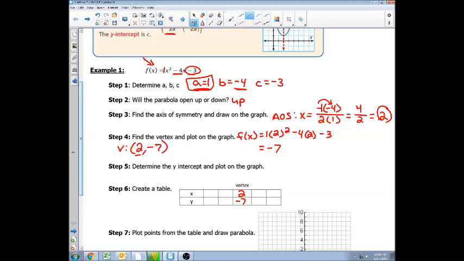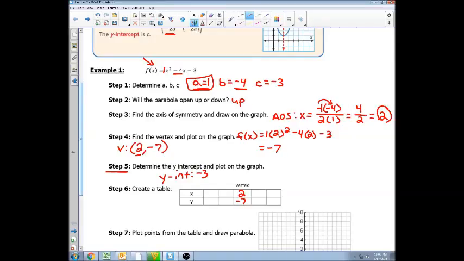Okay? But I did skip a step. It is step 5, determine your Y-intercept. Remember that our Y-intercept is just going to be our C value, which in this case is -3. So Y-int will be -3.